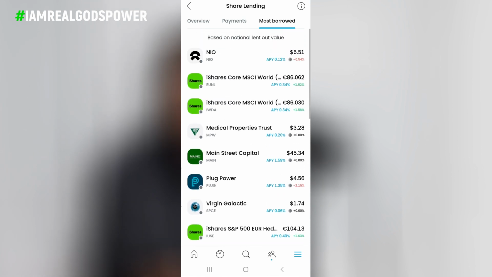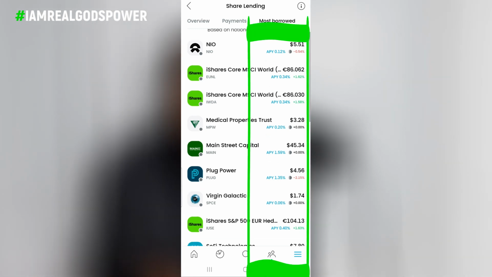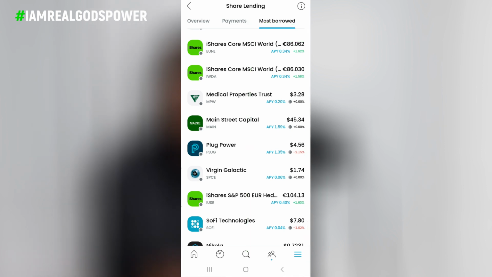You can see that this company, which is called Neo, is going to pay me 0.12 APY. And if you come down here, this company, which is called Share, is going to pay 0.34 APY. So you can see this company, which is called Main Street Capital, is going to pay you 1.59 APY. So all these are interest you get for them to reinvest your investment again.